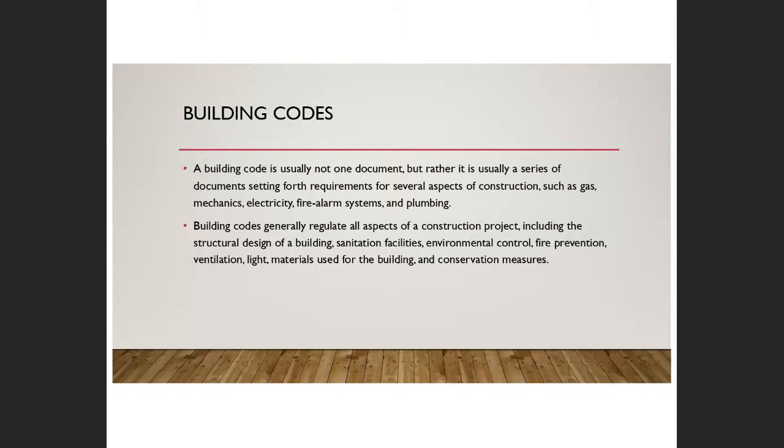So again, a building code is typically not a single piece of paper. It's basically a series of documents that cover all the different aspects of construction: the gas piping, the plumbing, the electricity, the fire alarm, the structure. Building codes generally regulate all aspects of construction projects, structural design, sanitation, fire prevention, et cetera. Again, we're trying to set minimum standards for how a building is built.